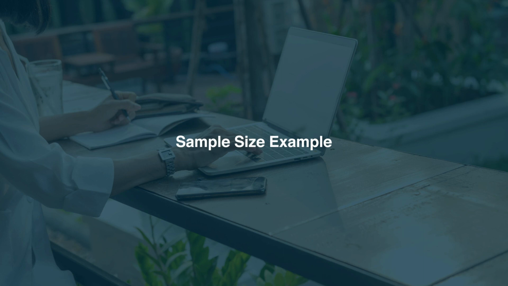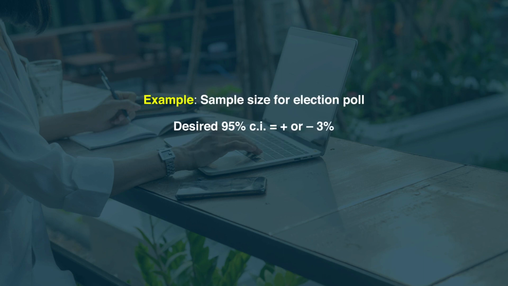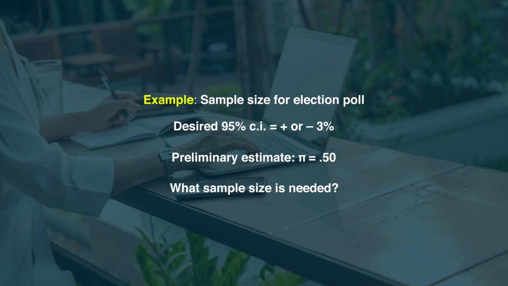So what is the sample size for an election poll, if the desired 95% interval is equal to plus or minus 3%? The preliminary estimate is pi equal to 0.25. What could be the sample size?